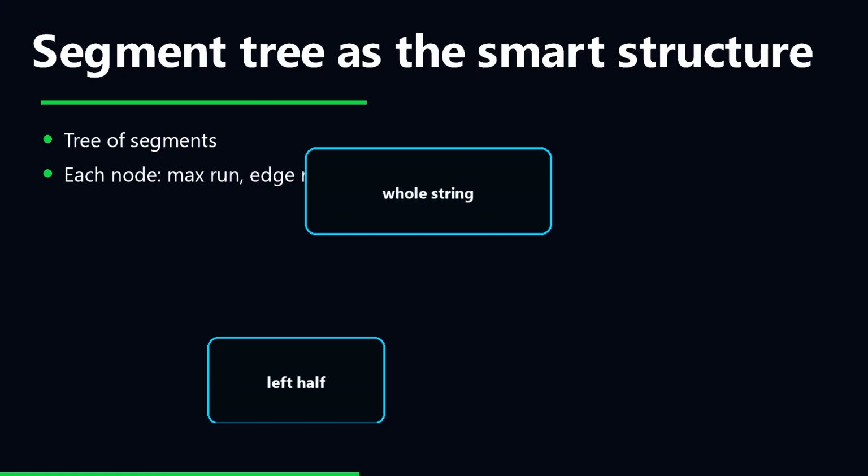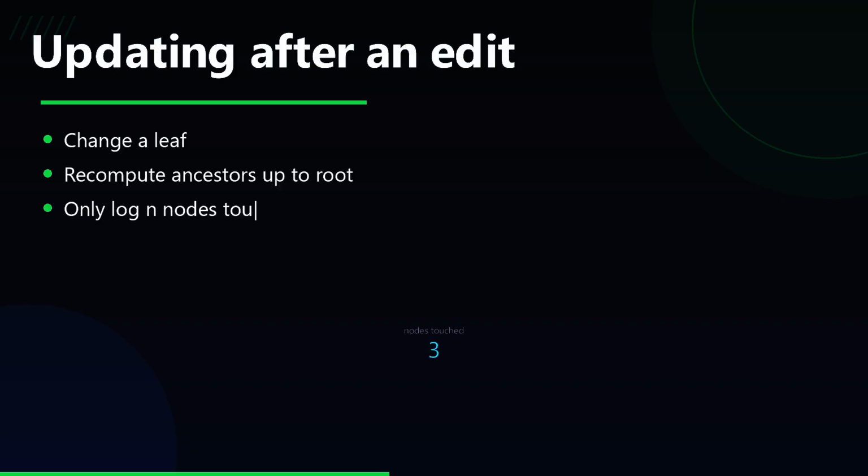Each node remembers its longest run, plus its run touching the left edge and the right edge. Merging two children combines those edge runs to get the parent's answer. Change one character. Update its leaf node. Walk back up to the root, recomputing each ancestor from its two children. Only log n nodes get touched, no matter how big the string is. And that just dropped us from big O of n down to big O of log n per edit.